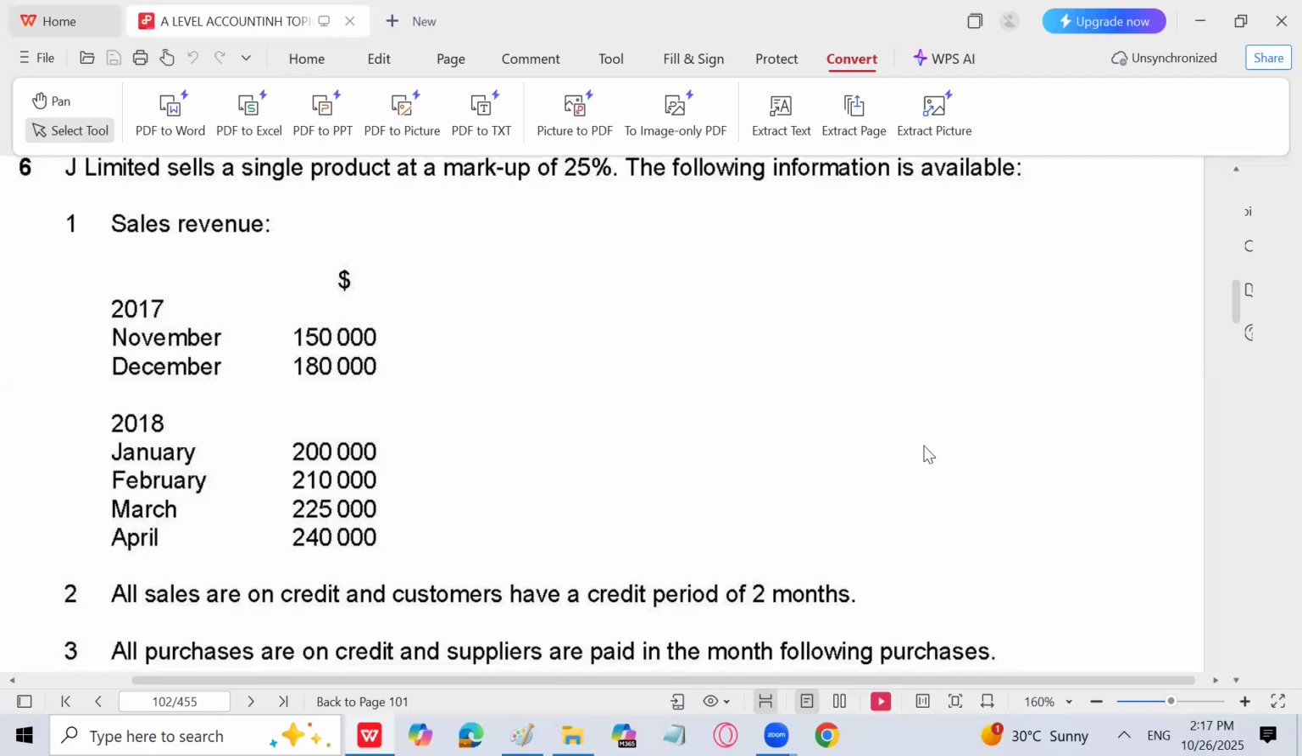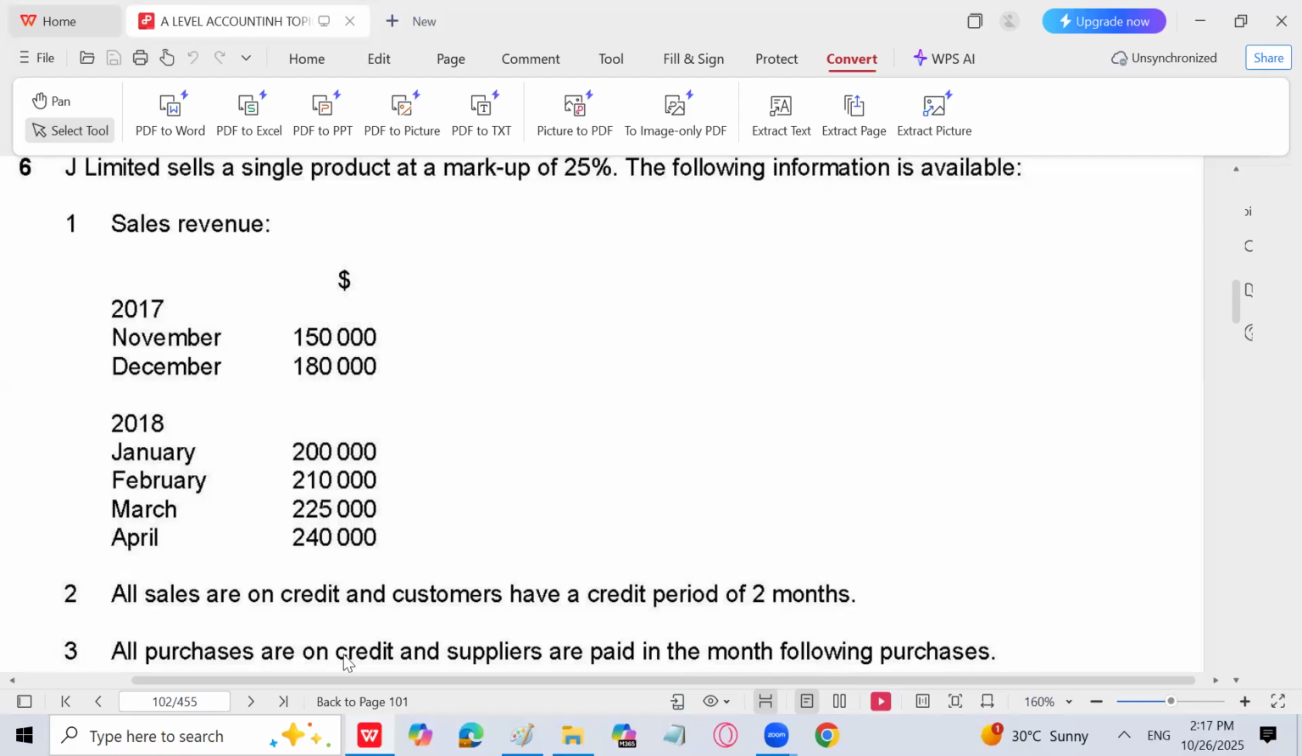No. Purchases are not given in the question. Sales are given and the markup is given. Markup is a gross profit percentage on cost of sales, whereas cost of sales is not given. Unless we have cost of sales, how can we find purchases? Because purchases are also not given.